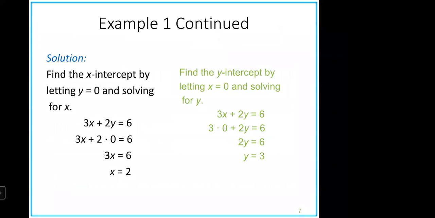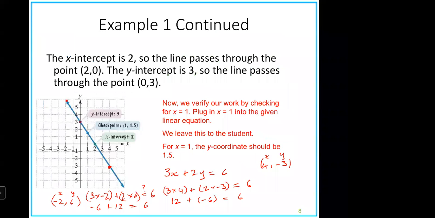And once you plot those 2 points, you could always check any point on the line to see if that point works with the equation, just as a check. Because if you find a point on the line that doesn't work with the equation, it means that you probably did something wrong in your working out of the intercept. Any point you choose on the line should work with the equation. Okay, so that was the purpose of that exercise.